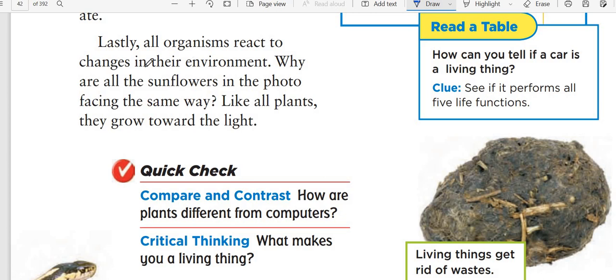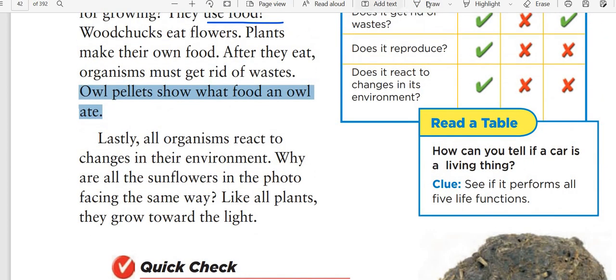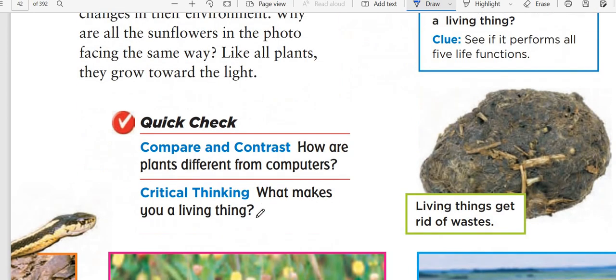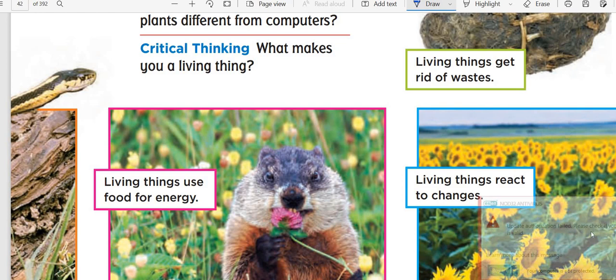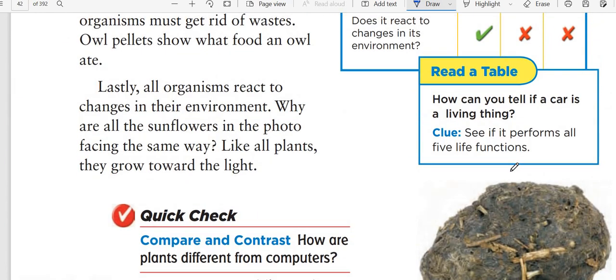Lastly, all living organisms react to changes. So lastly, all organisms react to changes in their environment. Why are all of the sunflowers in the photo facing the same way? Like all plants, they grow toward the light. So they have something special: the sunlight makes them grow, exposing themselves to the sun.